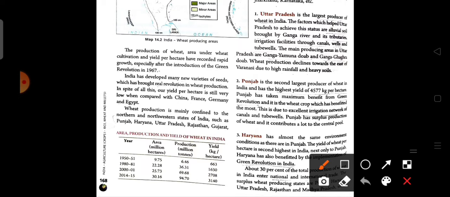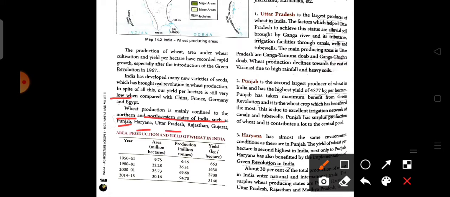So previously we learned that in the Green Revolution many types of improvement occurred in the quality of fertilizer and also in the seeds. In spite of all this, our yield per hectare is very low when compared with China, France, Germany and Egypt. When compared to these other countries, India is ranking very low. Wheat production is confined to northern and northwestern states of India such as Punjab, Haryana, Uttar Pradesh.